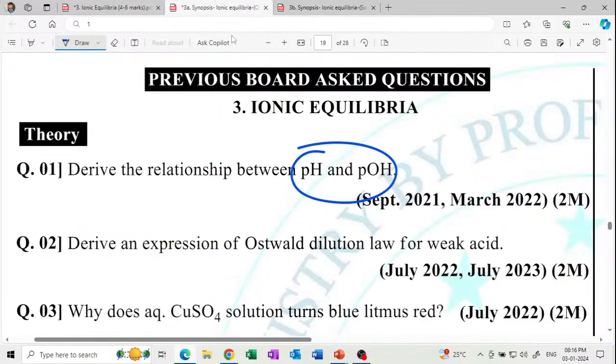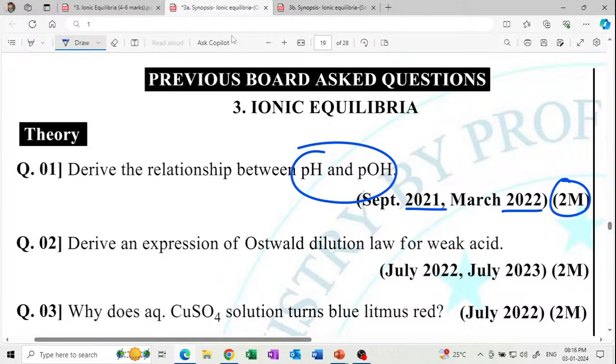This question has come in 2021 as well as 22. Okay, clear? Please note it. This is a very important question for 2 marks: derive the relationship between pH and pOH.